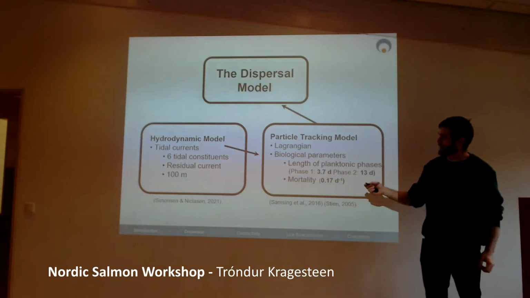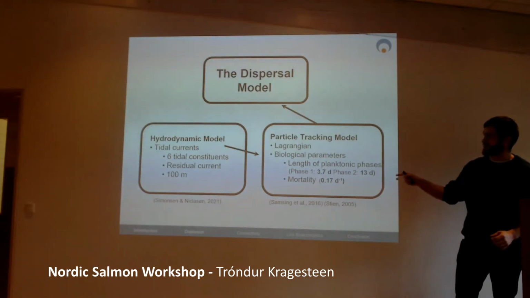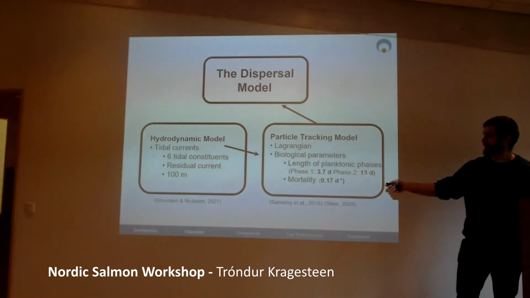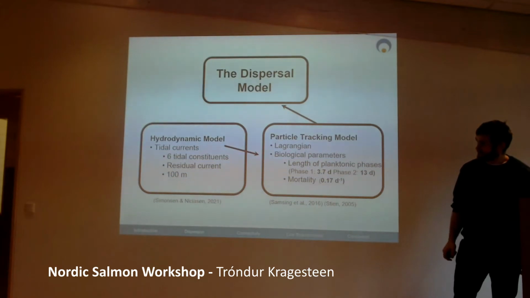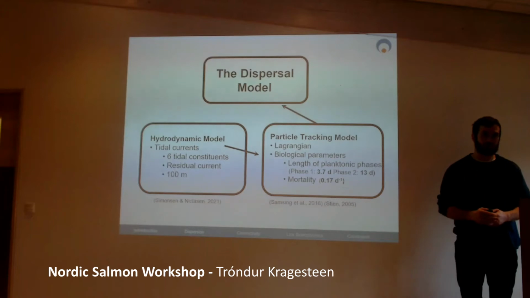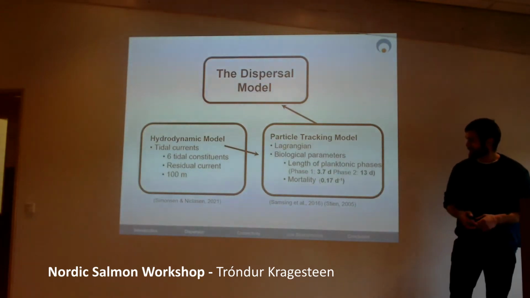The biological parameters are also fairly simple. We just follow the length of the planktonic phases: the first phase, the nauplius stages, around 4 days, and 30 days in the copepodid phase. We use a mortality that's normally used in these kinds of models of 17% per day.